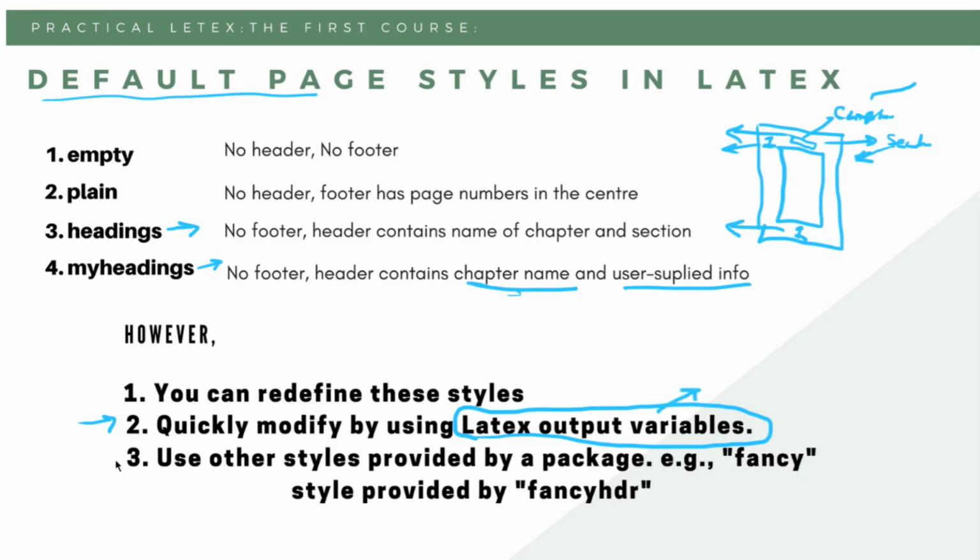And the third and the easy way is to use any other package which can give you an extra style. So this is the simplest way. You have 4 styles already. If you are not happy with these, then you can use an extra package which can provide you another style. One example would be the fancyhdr package, which gives us another style called fancy page style. And this is what we will be doing in this lesson.